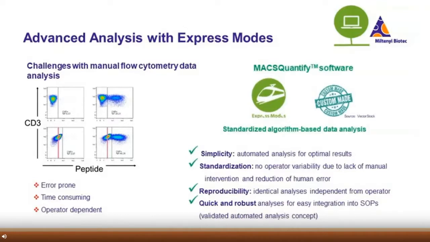And here, to avoid this manual gating related problem, we offer the Express modes solution together with the MACSQuantify software that is integrated in our flow cytometer. What these Express modes are doing is basically a standardized, algorithm-based data analysis platform. It simply helps you to automate your data analysis by defining where to set the gate. And thereby it allows you to standardize your data analysis, and you can keep a consistent data analysis from operator to operator, thereby ensuring reproducibility. And this is very easy and can be quickly integrated into the SOPs for a validated automated analysis concept.